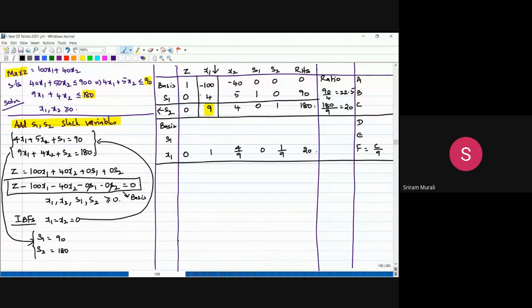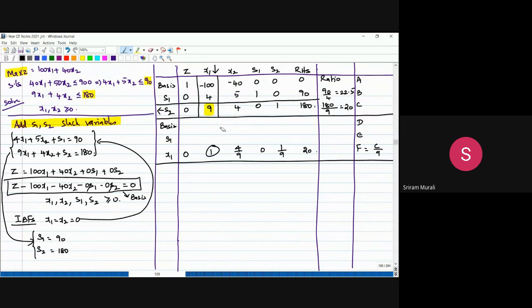In the table, I mean here. So we made this element to 1. After making this element to 1, what do I want to do? We want to bring these two elements to 0 using this one. We want to make these two elements to 0, using this one.